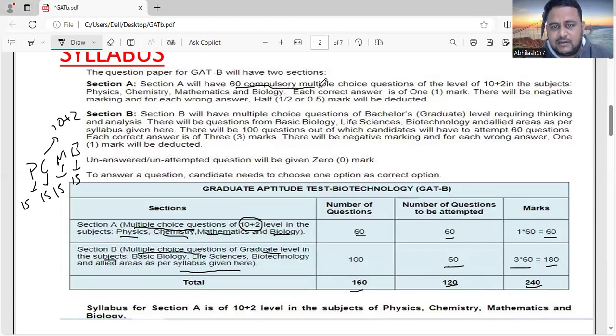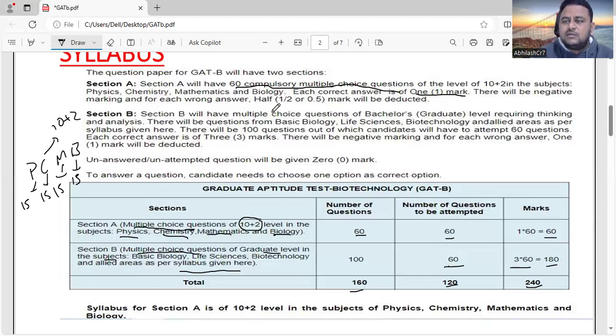So there are 60 multiple choice questions, compulsory, of 10 plus 2 level. Each correct answer will have, very important, 1 mark. Is there any negative marking? Of course, there is negative marking. Each wrong answer will have a deduction of half mark, or 0.5 mark.